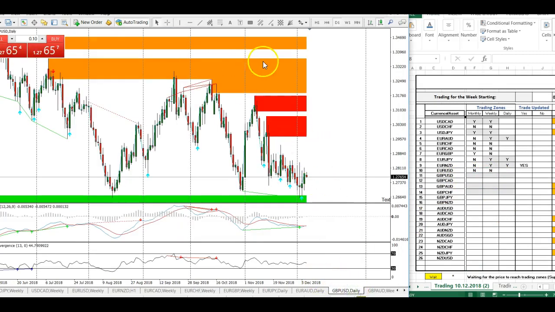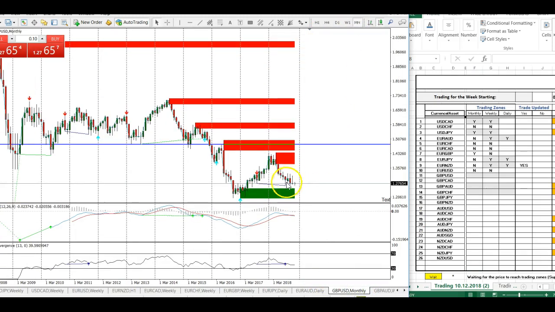British pound, first question, are we at a monthly? Not quite yet, it's approaching it. We've got this monthly area here at 125, so it's not too far off, but we'll put that in the comment.